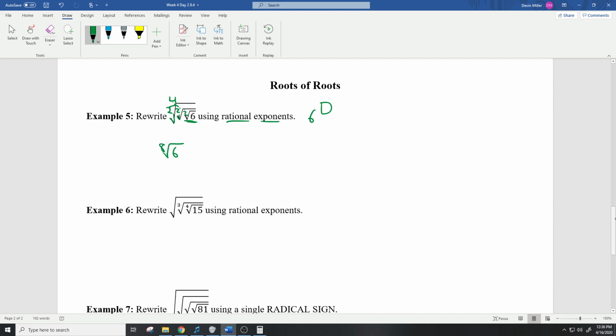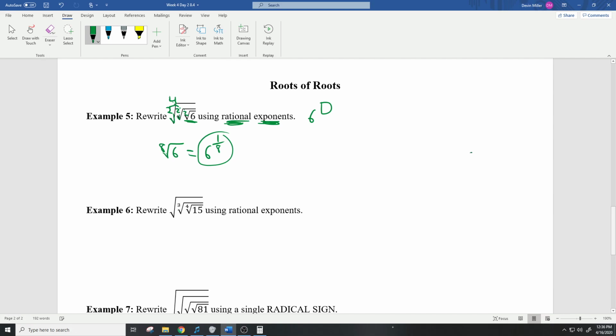Now they don't want that as a final answer. They want us to use rational exponents. So we're going to rewrite this as 6 to the what power? 1 over 8. And that would be something you could actually evaluate in the calculator, whether you have a phone or they use the computer.